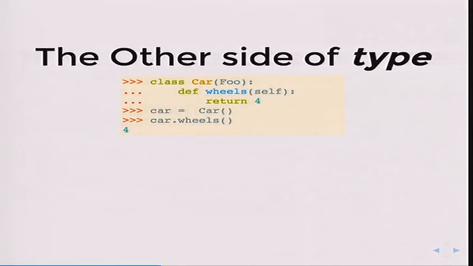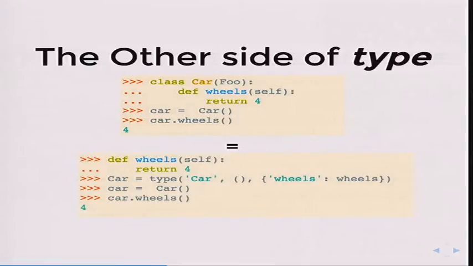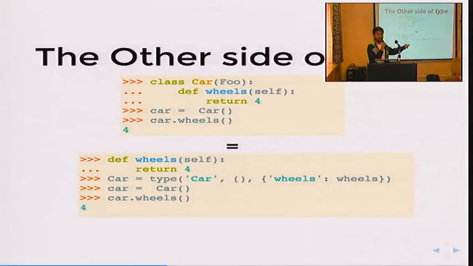So let's see how we can define methods into it. So this is how you define it in a normal way, and this is how you can do it with type. So we have defined a method outside somewhere, and we'll just pass the reference to that in the dictionary. So wheel is basically the name of that method, and wheels is basically a reference to that method.